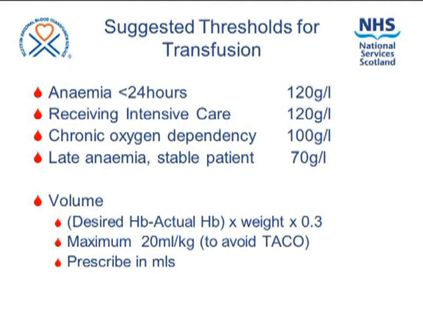The volume to be transfused can be calculated using the following formula: subtracting the actual haemoglobin from the desired haemoglobin, taking that value and multiplying it by the weight and then 0.3. A maximum of 20 mils per kilo should be administered to avoid transfusion-associated circulatory overload, and the prescription should be in millilitres.